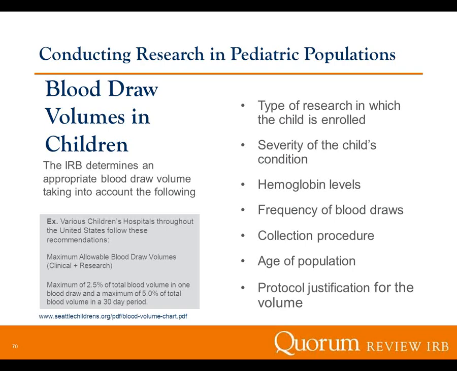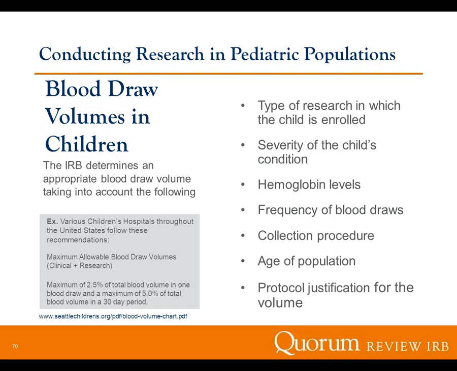I know when people think about blood volume, though, they want something more concrete, give me numbers. So the IRB can also rely on outside documents. For example, Seattle Children's Hospital has a blood volume chart. This chart also has the same volumes that are used by other children's hospitals and institutions around the country. And what this document says is that it actually provides maximum allowable blood draw volumes.